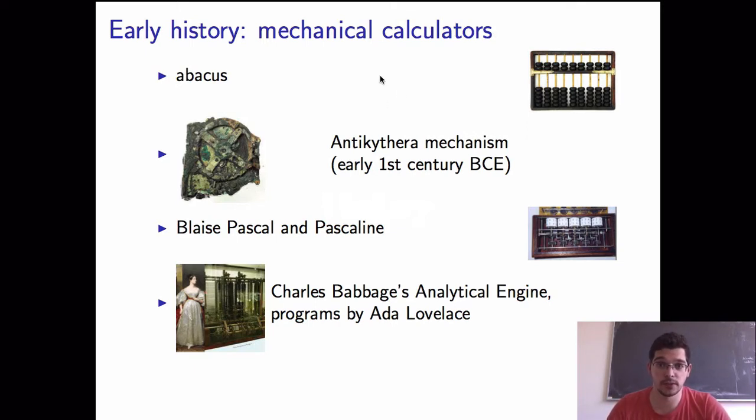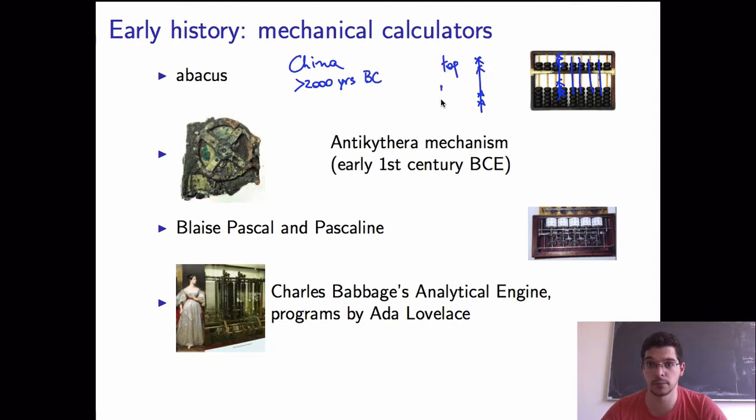So the first example is obviously the abacus, which comes from China and is at least 2,000 years before Christ. So at least. So how does an abacus work? Well, you have a lot of different rods on which different beads are placed. So you have beads here, and the beads can be in different positions. So let's say we identify two positions, top and bottom. And the number of beads at the bottom, let's say, is used to identify a specific integer.